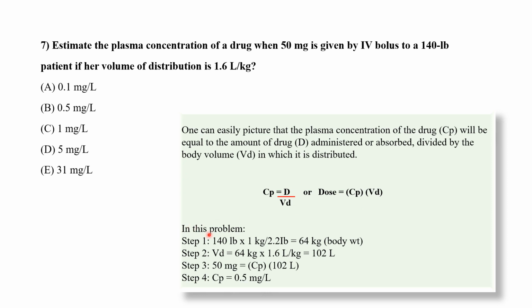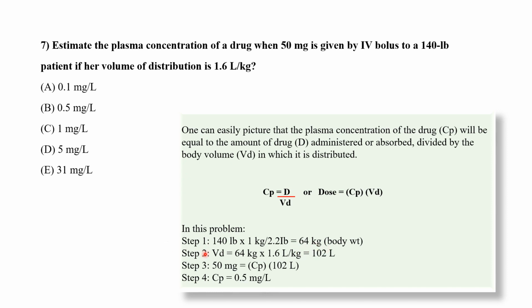So in this problem we can do it step by step. In step 1 we need to find the weight of the patient in kilogram. Here it is given in pounds. We know that 1 kilogram is equal to 2.2 pounds. So in the first step, 140 pounds into 1 kilogram divided by 2.2 pounds is equal to 64 kg. So we got the body weight of this particular patient as 64 kilogram.